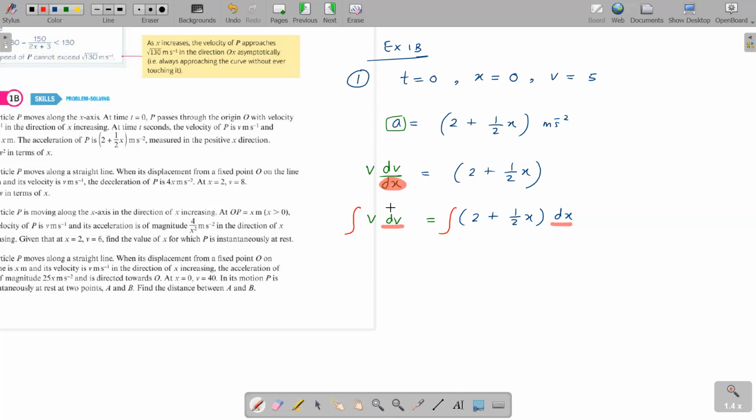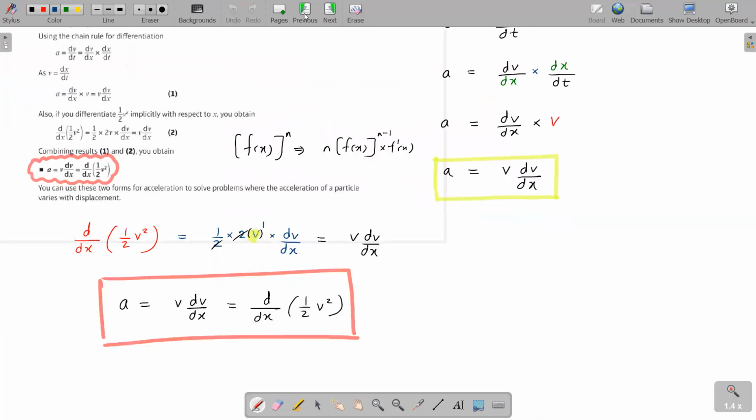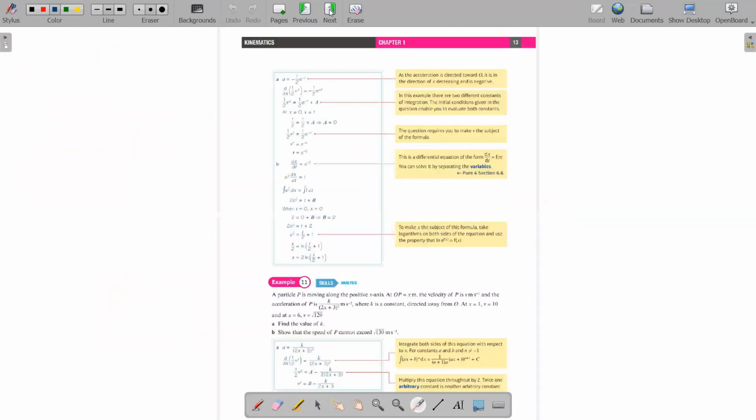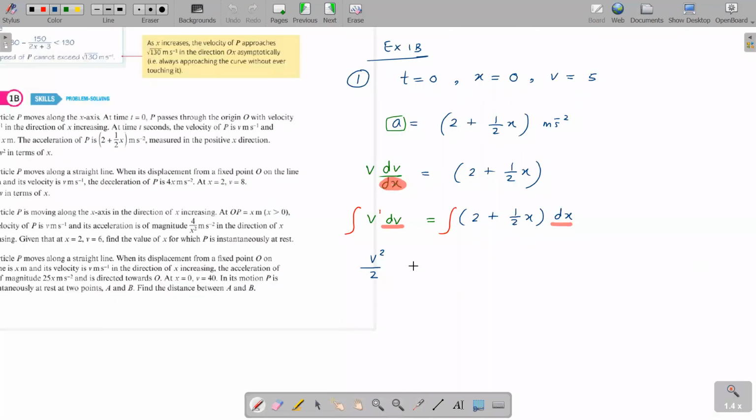So what happens when you integrate a v with respect to v? How do you integrate the v with respect to v? Integration means you add 1 to the power and you divide. So what do you get here? V square over 2. V square over 2 is basically half v square. Can you see? Half v square. V square over 2 equals, this side shall be integrated with respect to x.